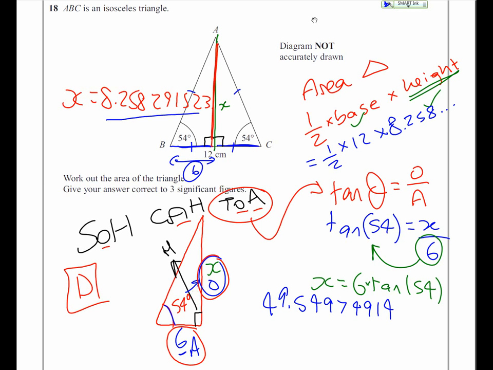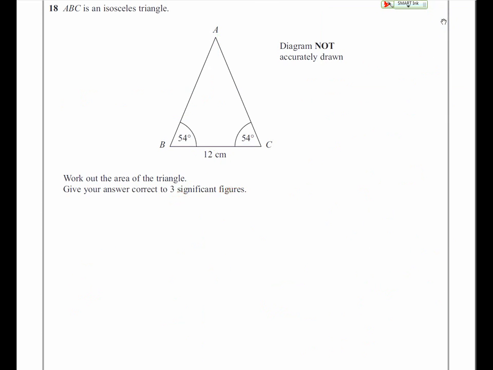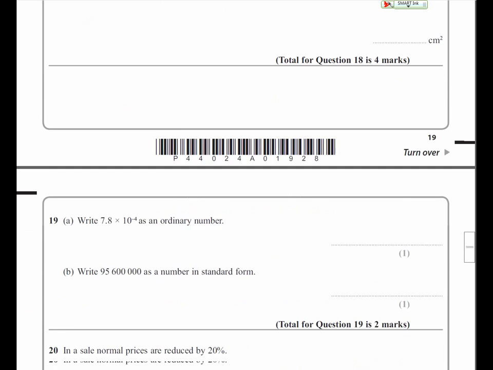49.54974914. Another rounding question, always read it again. 3 significant figures. These first 3, 4 doesn't affect it. Okay, and it is centimetres squared. Thank you very much. 4 marks.